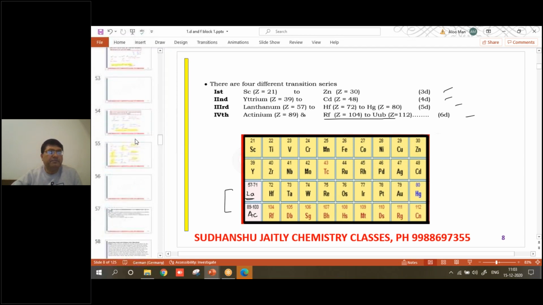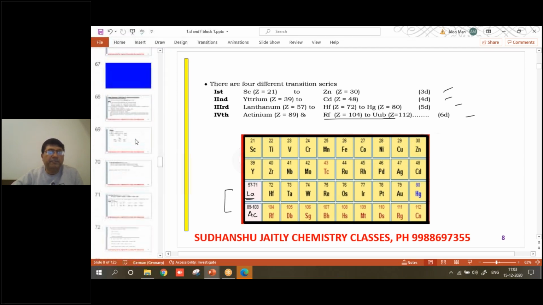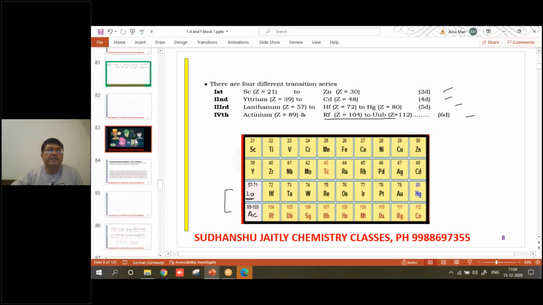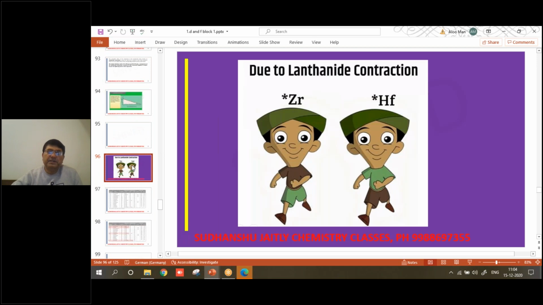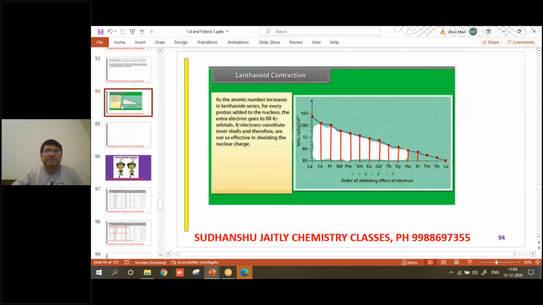Zirconium and hafnium have been found to have so many similar properties that, like that cartoon from your childhood, zirconium atomic number 40, hafnium atomic number 72, they are almost similar. Do you remember this cartoon, the Dolu and the Bolu?